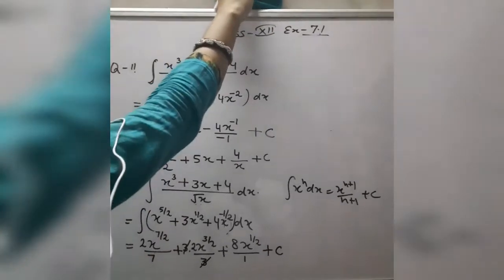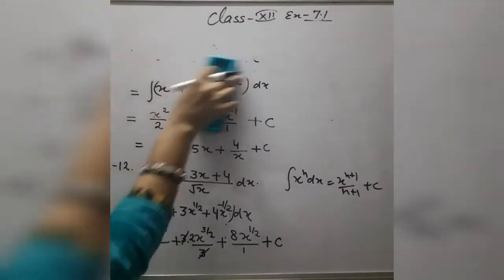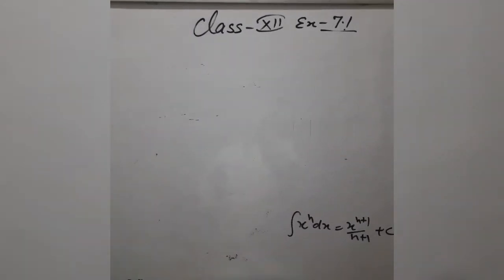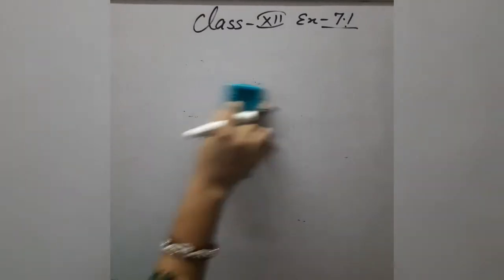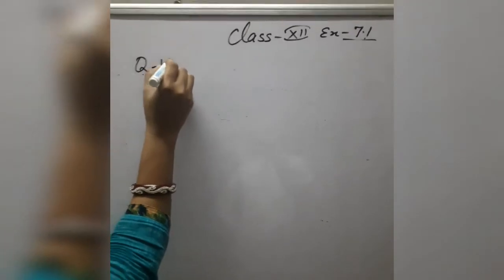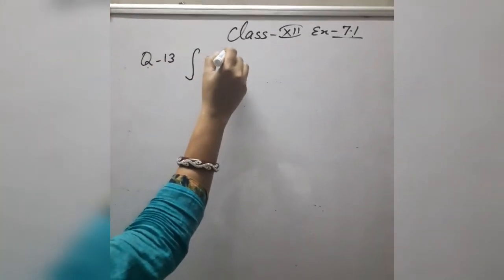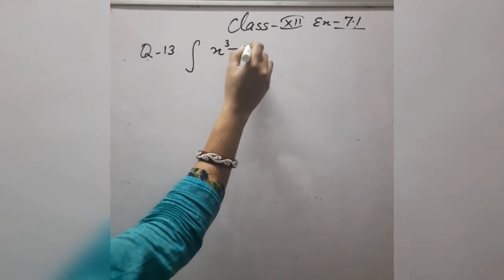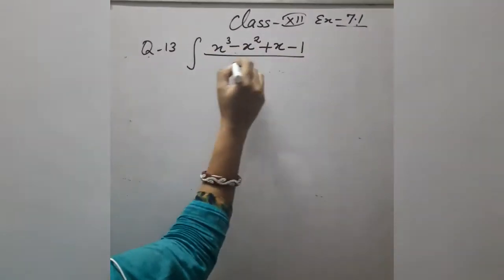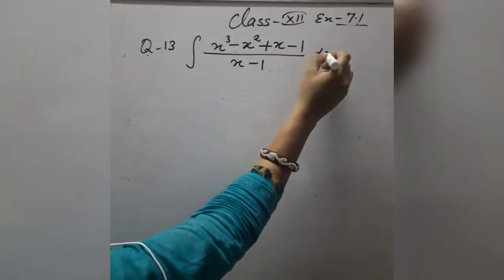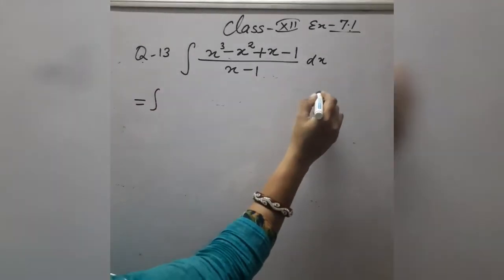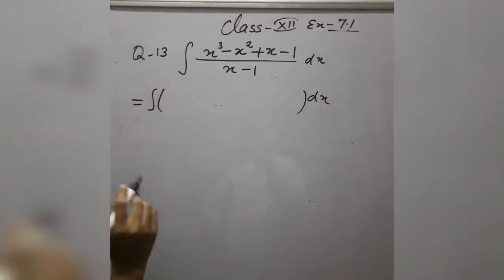Now see the next question of this exercise. We will continue this exercise. In question number 13, the given function is again the same type of function, just like question numbers 11 and 12: (x cube minus x square plus x minus 1) divided by x minus 1. Now see very carefully. Again in the first step we will just simplify it. This integration sign remains as it is.